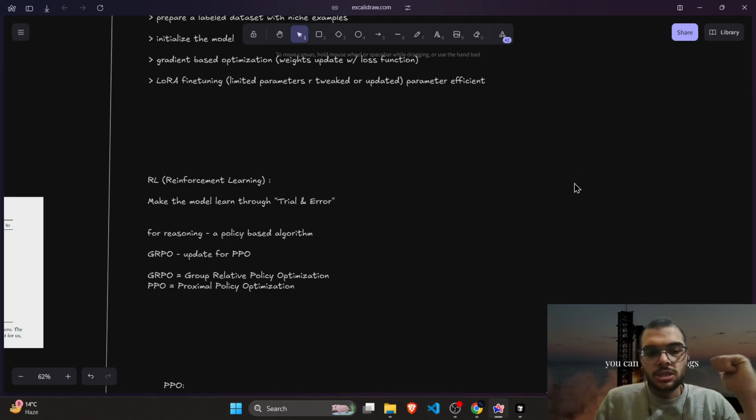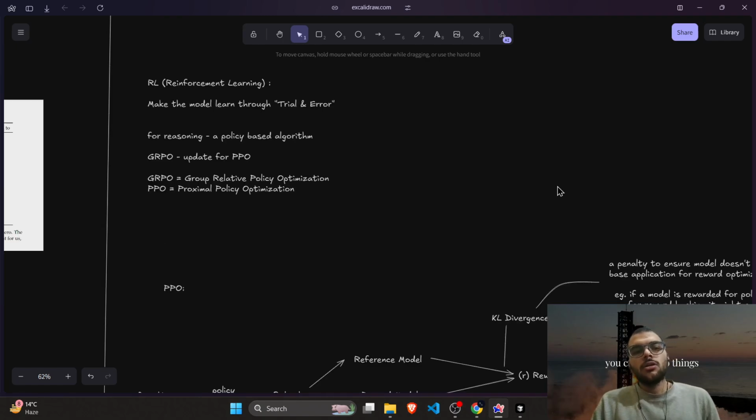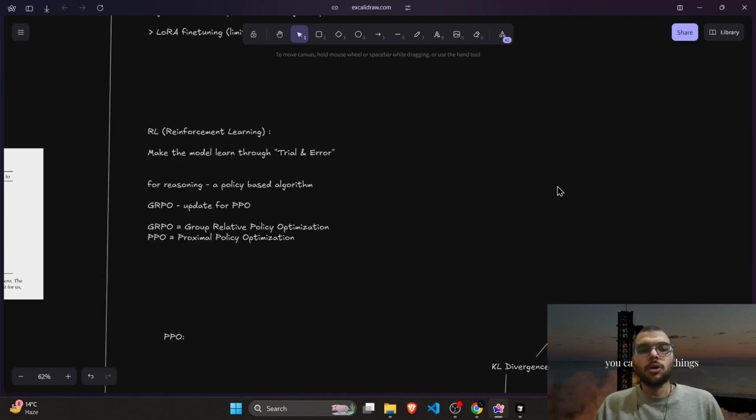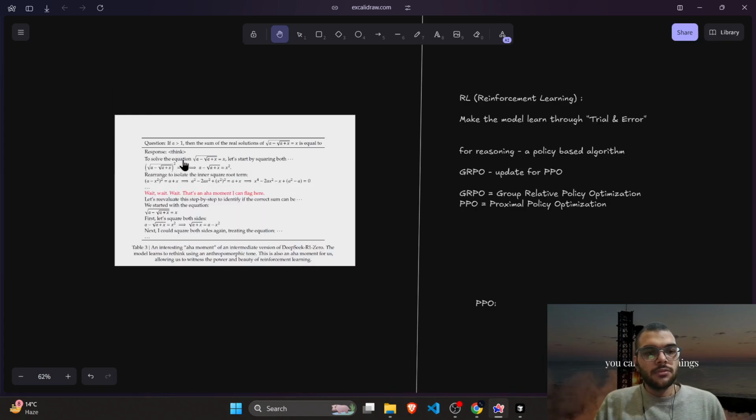Now the next approach is reinforcement learning. Reinforcement learning is making the model learn through trial and error. For reasoning models, basically models which give outputs like, if you ask a question, they'll respond in a think block. They'll think for a bit and then respond with the answer.